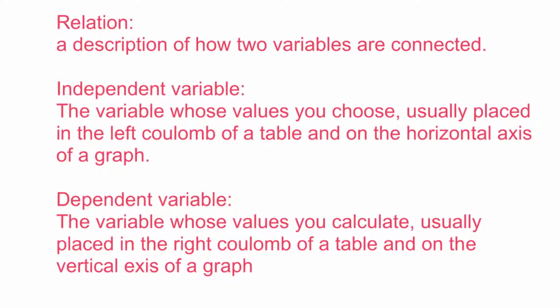The independent variable is the variable whose values you choose, usually placed on the left-hand side of a table, and on the horizontal axis of a graph. The dependent variable is the one you calculate. So you'll choose the independent variable, put it into your equation, and then calculate the dependent variable. This one ends up on the right-hand column in a table, or on the vertical axis of the graph.